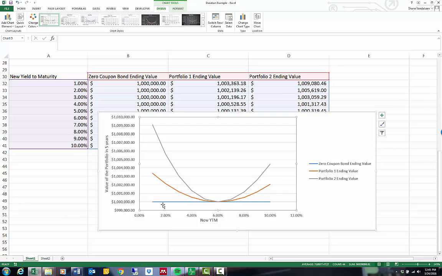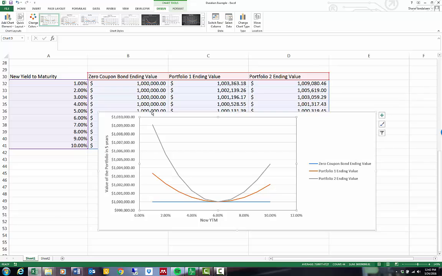With 0%, with no change in the yield to maturity, my zero coupon bond gives me $1 million across the board. So there's no interest rate risk there. But again, like I said, we may not have a zero coupon bond available for that maturity, or it may not be a bond that's attractive for us. So we could buy portfolio one, which is a combination of bonds 1 and 2, and for every yield to maturity that isn't 6%, we actually come out ahead.